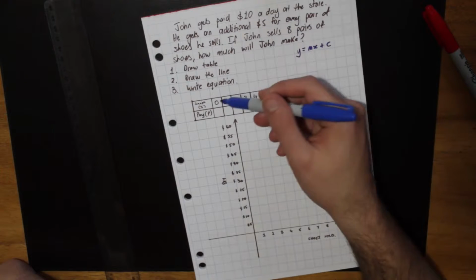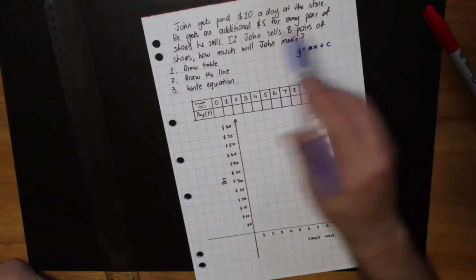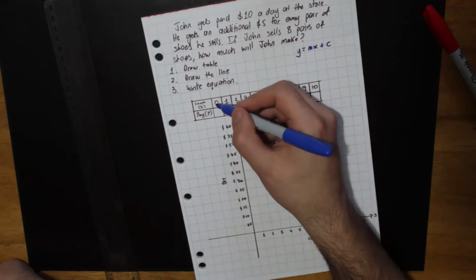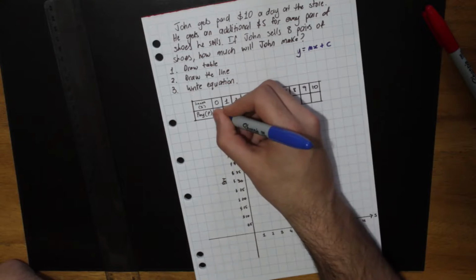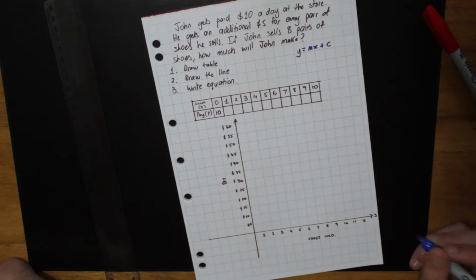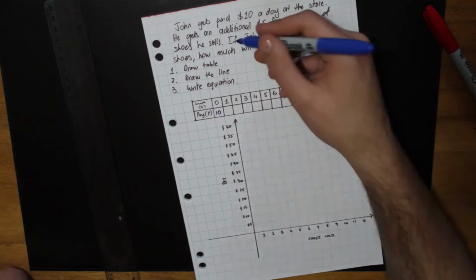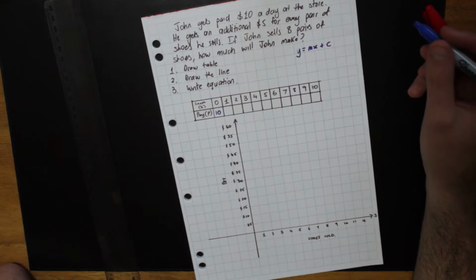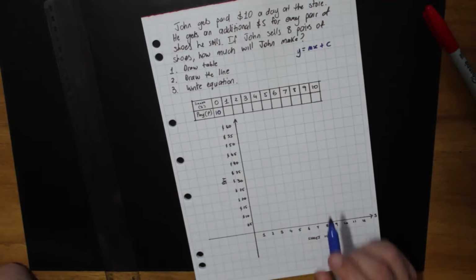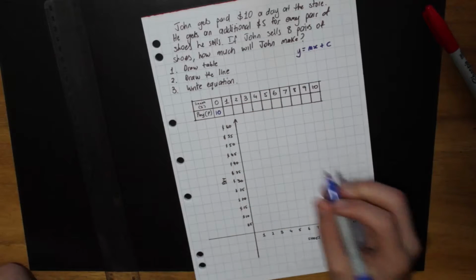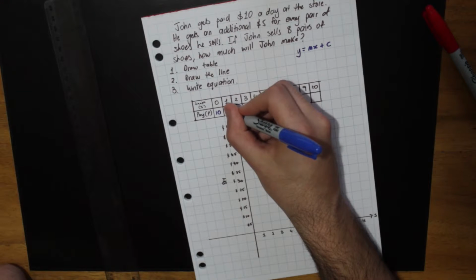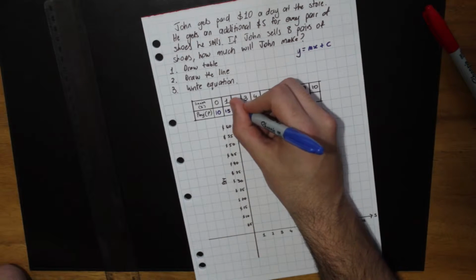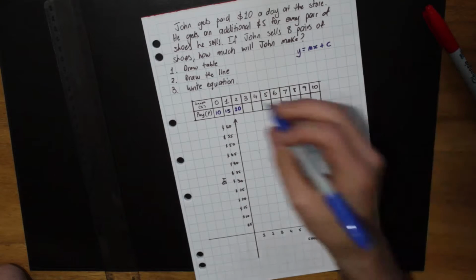So when John has sold no pairs of shoes, it says here that he gets paid $10 a day. So even when he sold no pairs of shoes, he's still going to have $10. And for every pair of shoes John sells, he gets an additional $5. So we're starting at $10 here. When he's sold one pair of shoes, he's going to get 15. 2 pairs, add another 5, and that's 20.